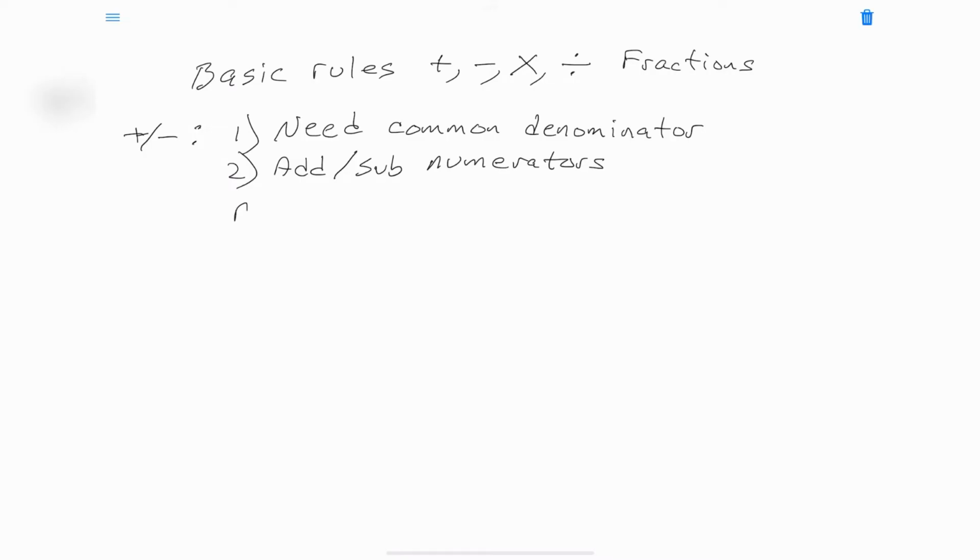So let's look at a simple example. If I have the fraction a over our common denominator plus b over our common denominator, the result will be a plus b over our common denominator.